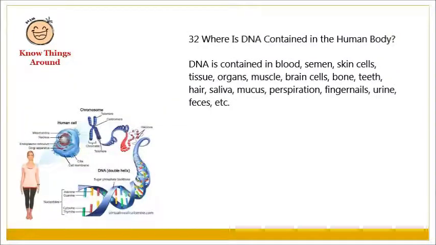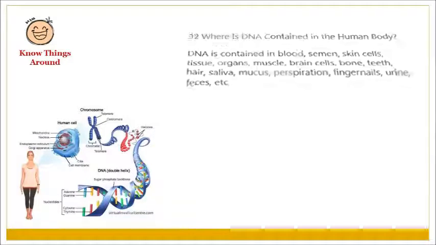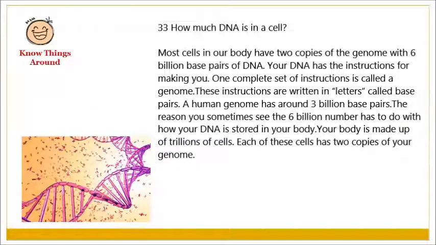Where is DNA contained in the human body? DNA is contained in blood, semen, skin cells, tissue, organs, muscle, brain cells, bone, teeth, hair, saliva, mucus, perspiration, fingernails, urine, feces, etc. How much DNA is in a cell? Most cells in our body have two copies of the genome with 6 billion base pairs of DNA.